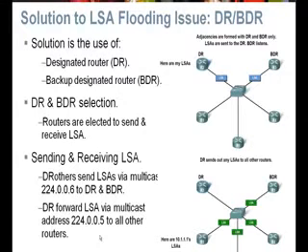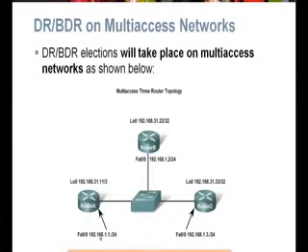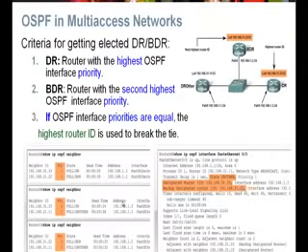Alright, so don't forget, the designated router election process does not occur in point-to-point networks, only in multi-access. Anytime a router connects to two or more routers through the same link, now you have what they refer to as a multi-access network. Alright, so how is the designated router picked?